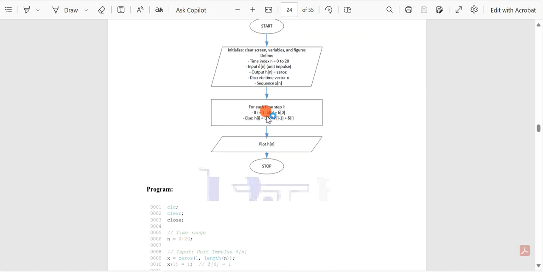The next is, for each time step we need to calculate the difference values. If i is equal to 1, then h of 0 will be equal to delta of 0, else h of i is equal to 0.5, this is the a value provided in the given system, into h of i minus 1 plus delta of i. This loop will continue for all the time steps, and after arriving at all the results, we are going to plot the signals.